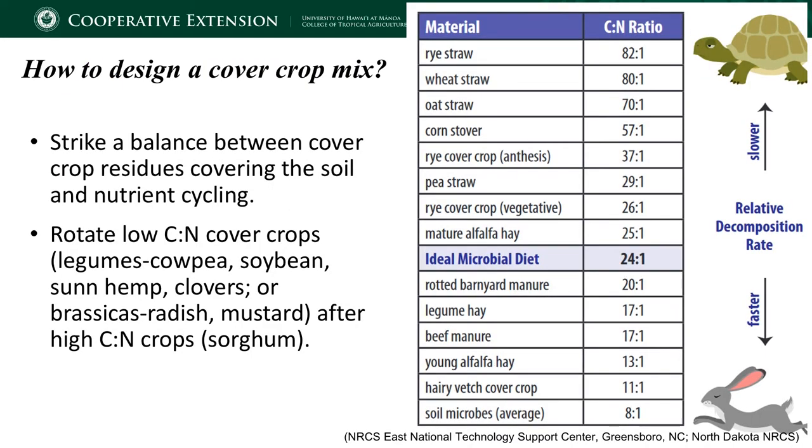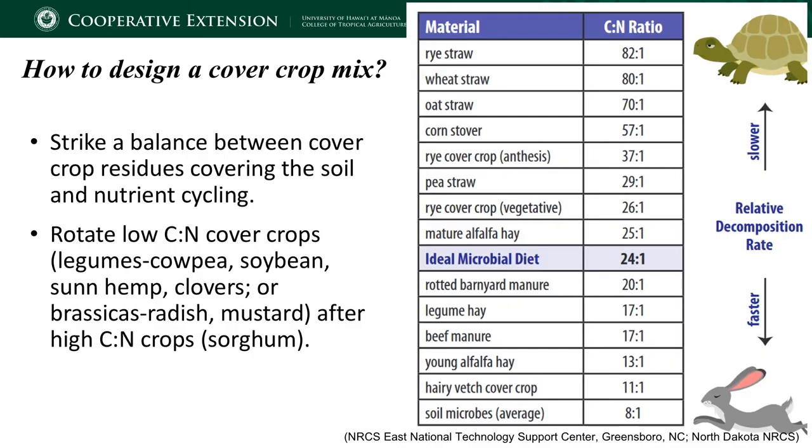So how do we design a cover crop mix? Using the information in the last slide, you want to strike a balance between cover crop residues with balanced C to N ratio, aiming for 30 to 1, so that you can have enough carbon to slow down the decomposition and provide a good coverage for soil erosion control. But a low C/N ratio will allow better nutrient cycling as well as buildup of carbon content in the soil.